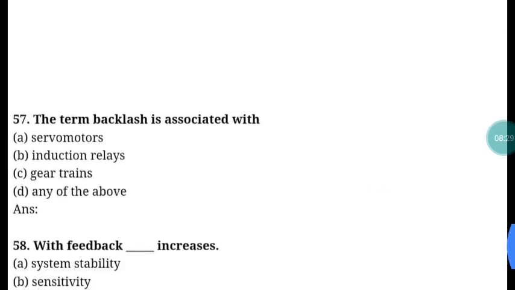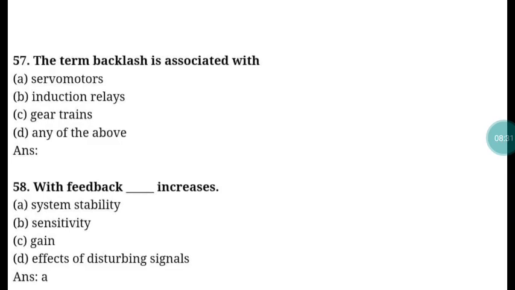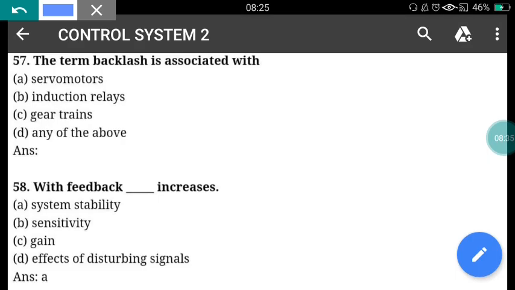Next question. 57. The term backlash is associated with what? So the answer is not mentioned. The term backlash is associated with option A, servo motors, option B, induction relays, option C, gear trains, option D, any of the above. So the correct answer for this question is option C. Backlash is associated with the gear trains. C is the right answer.